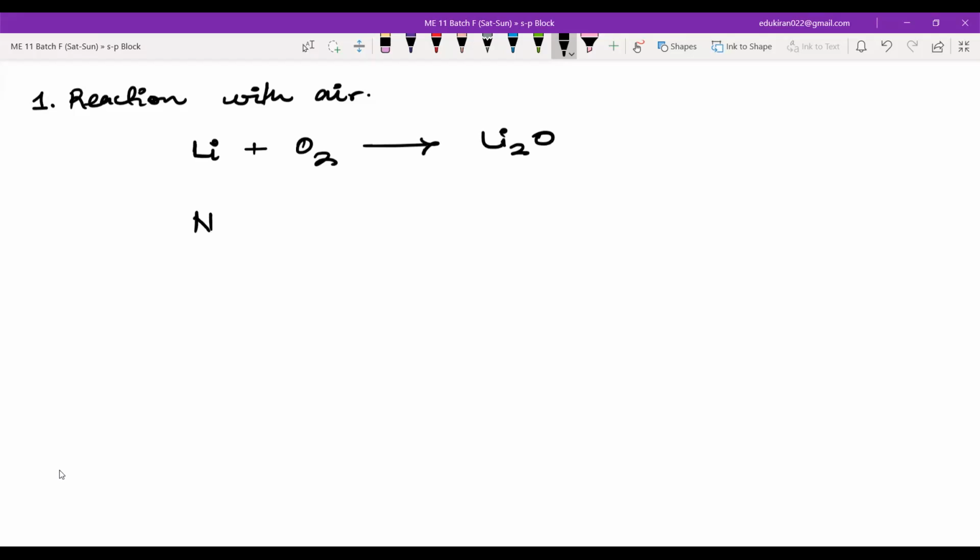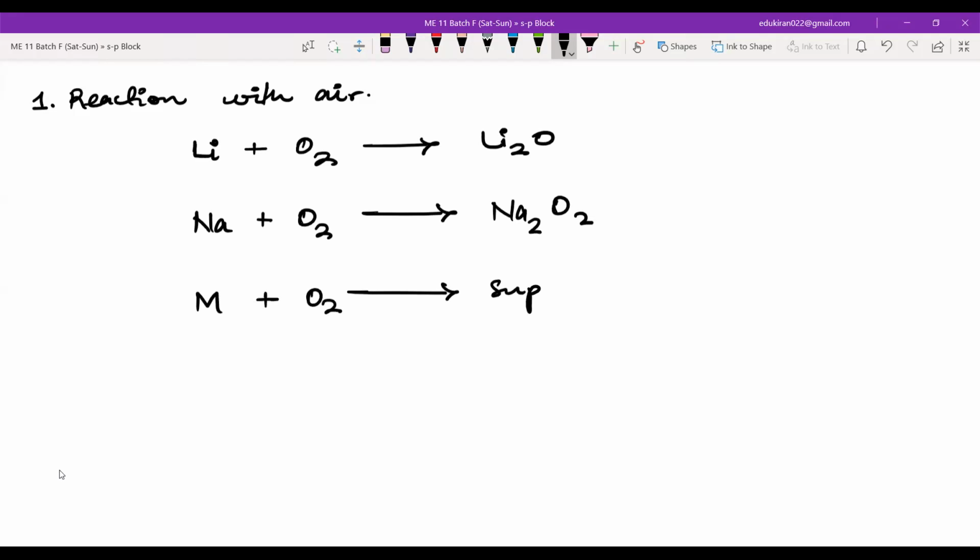Next element, that is sodium, it reacts with oxygen and it forms peroxide. That means Na2O2. Next, the rest of the elements of the group, the subsequent elements of the group, react with oxygen and they form superoxide.